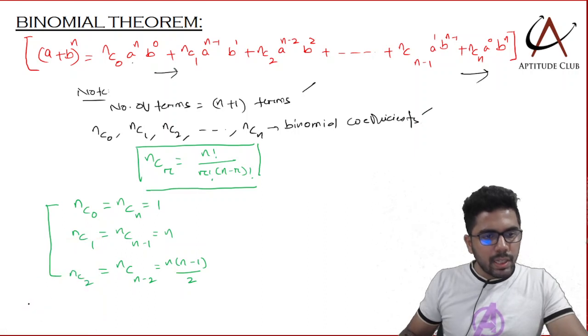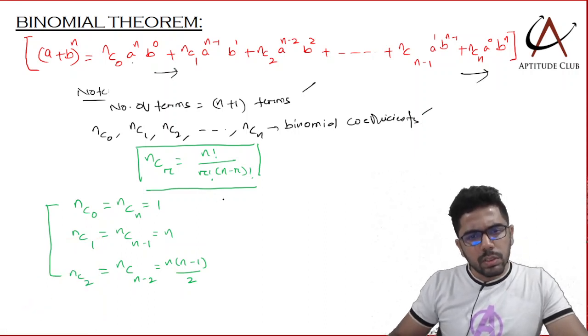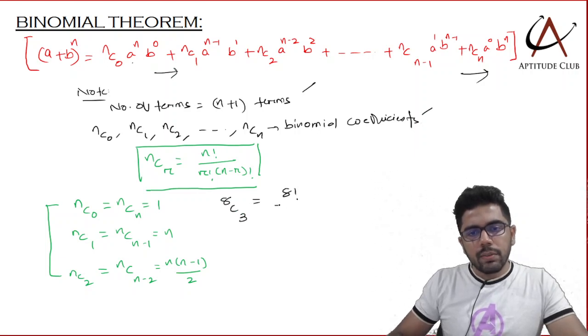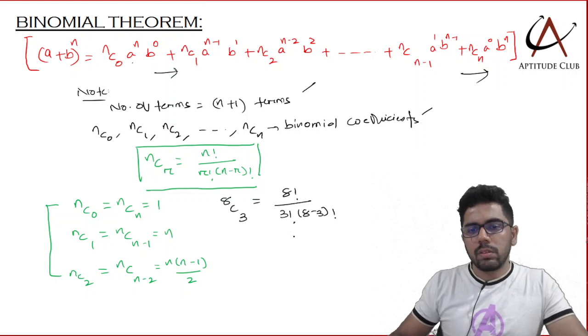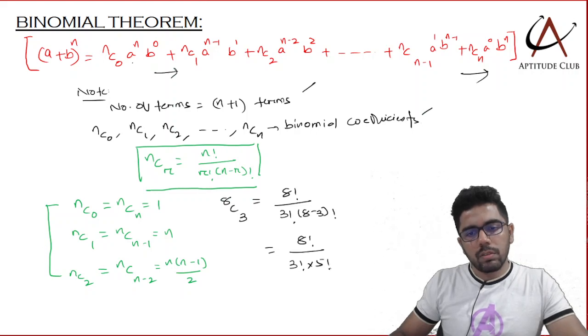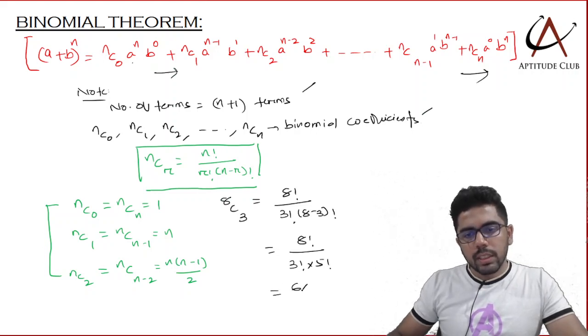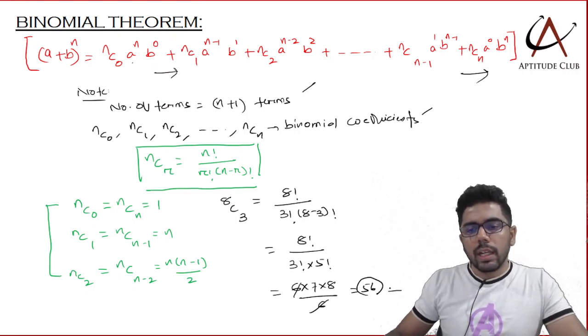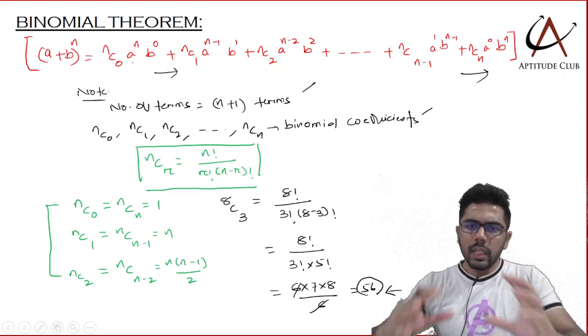For your sake, let me calculate कोई एक constant, तो तुम्हें समझ आ जाएगा. Suppose I calculate 8c3. So it is 8 factorial by 3 factorial into 8 minus 3 factorial. So it becomes 8 factorial by 3 factorial into 5 factorial. So I'll get, इसको अगर open करके solve करोगे, 6 into 7 into 8 by 6, so 7 into 8 I get 56. This is how you calculate the value of ncr. This is what the theorem is.